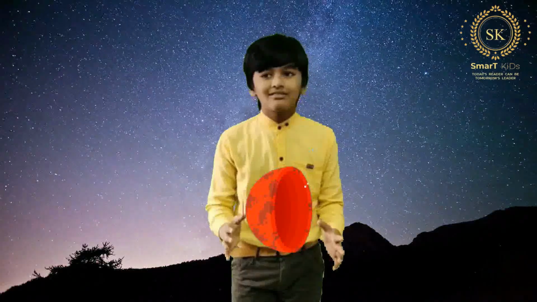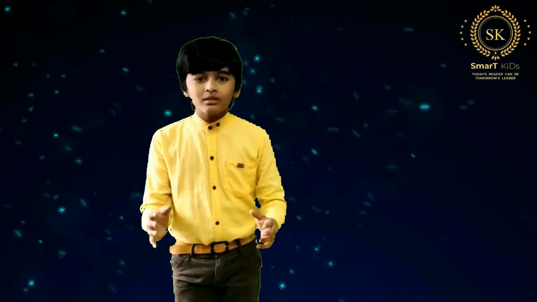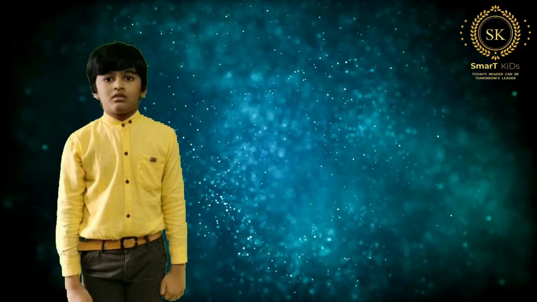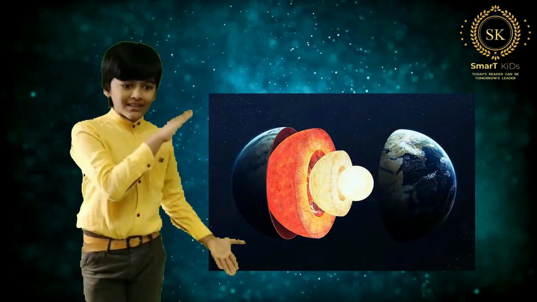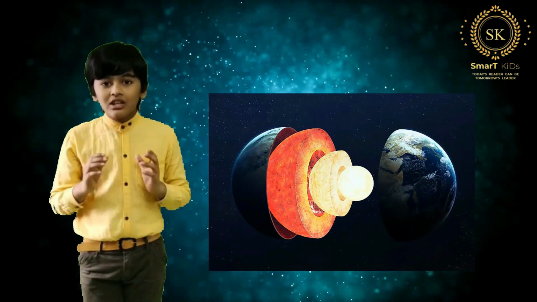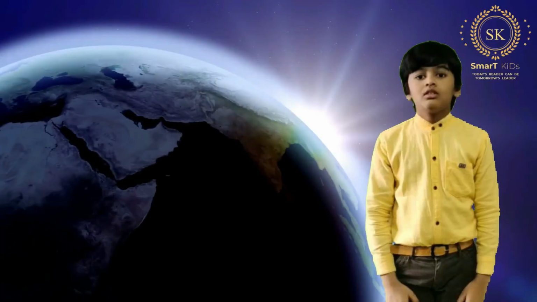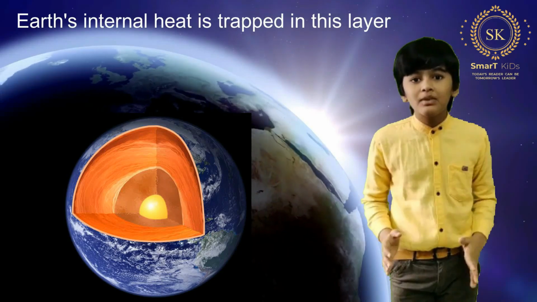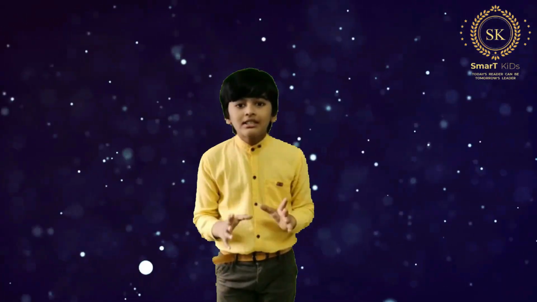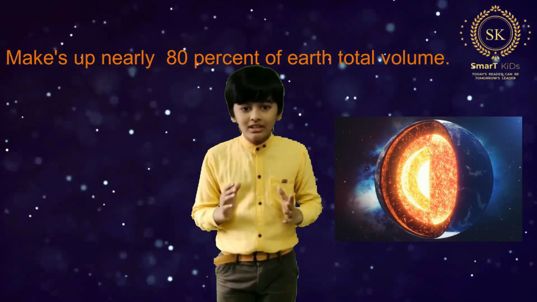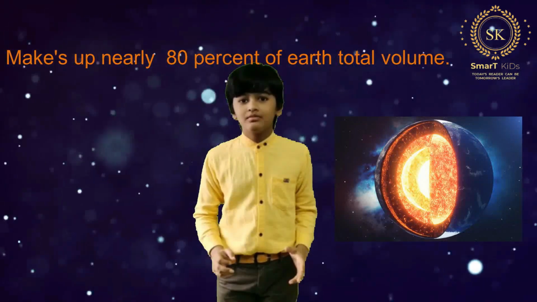Hey guys, now let us learn about the mantle. The layer between the crust and the core is the mantle. The mantle is the thickest layer of the Earth and it is 2,900 kilometers wide. Due to its thickness, Earth's internal heat gets trapped in this layer. It is the largest layer of the Earth and nearly covers 80% of the Earth's volume.